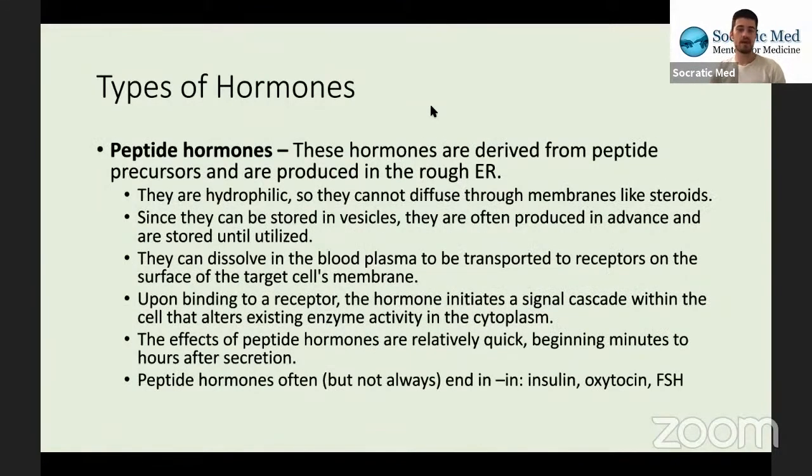Okay, so the second type of hormone that I want to talk about are peptide hormones, which are probably the ones that we're most familiar with because we talk about a lot of them. So these hormones are derived from peptide precursors, and they are produced in the rough ER. Obviously, because the rough ER is where most of the cell's ribosomes are. So the peptide hormones are mostly produced in the rough ER. So peptide hormones, unlike steroids, are hydrophilic. They are polar and they can dissolve in water. Therefore, they cannot diffuse through membranes like steroids can.